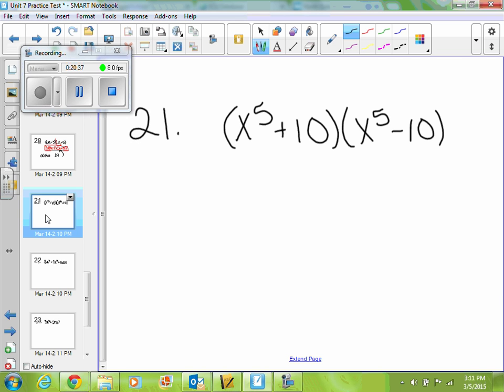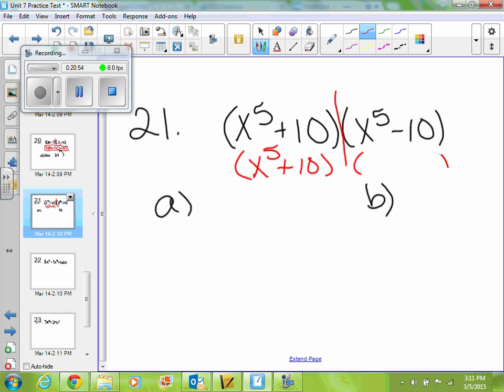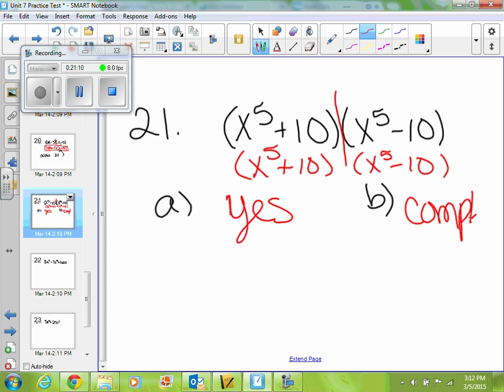Alright, so 21. I didn't include my A's and B's. If I split this, is there anything that can go into an x to the 5th plus 10? No. Okay, so it just comes straight down. Is there anything that can go into an x to the 5th minus 10? No, so it comes straight down. So was this completely factored to begin with? Yes, because we didn't change it at all. And so then over here, we put that it was complete.